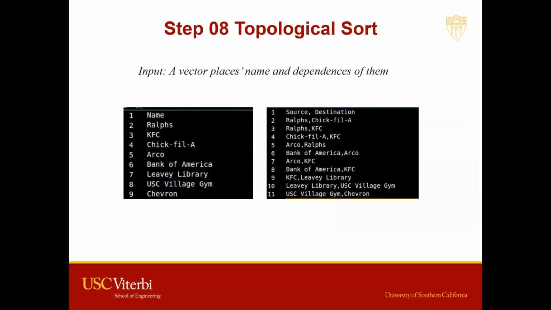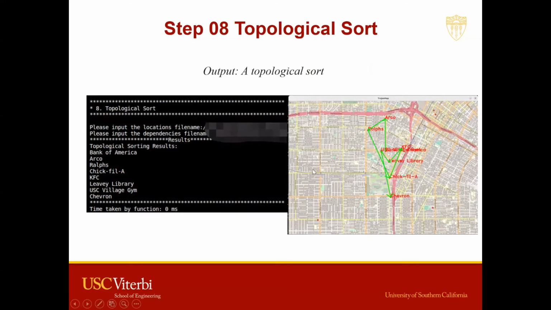The basic algorithm we use in topological sort is quite similar to that used in cycle detection. They are both based on DFS. The only difference is that in cycle detection, we are handling an undirected graph, while in topological sort, we are handling a directed graph. To get the topological sort, we need to input the names of locations and the dependencies of them. Here is a result of it.